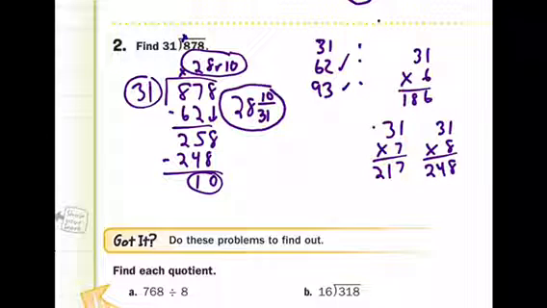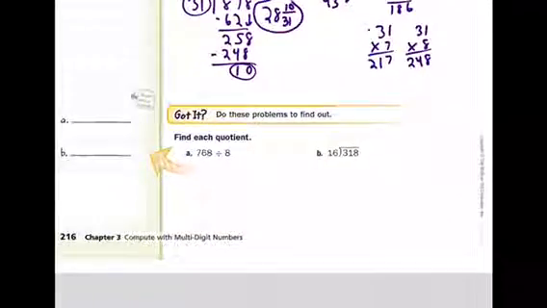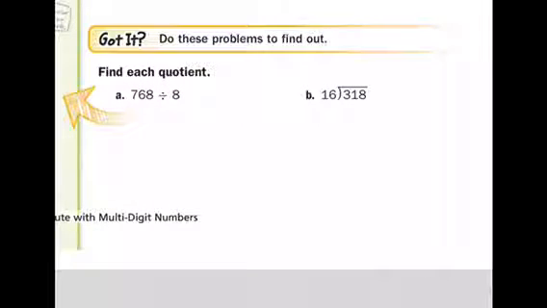All right, so that's how I used my counting by list with a 2-digit and a 1-digit. Now your job is to do problem A and problem B. So do them both, pause the video, restart it when you're done, and we'll see if you're right. Go ahead.